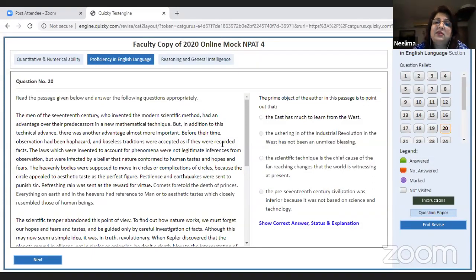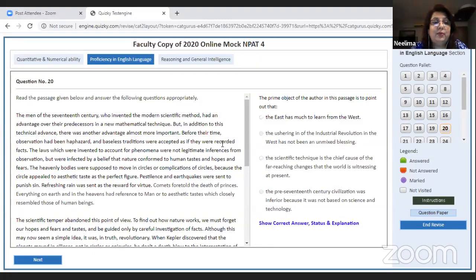Looking at NPAT, the trends have been that out of 15 to 16 questions on RCs, whether it's 2 or 3 passages, at least 10 questions are fairly factual and direct. You just have to validate from the passage.